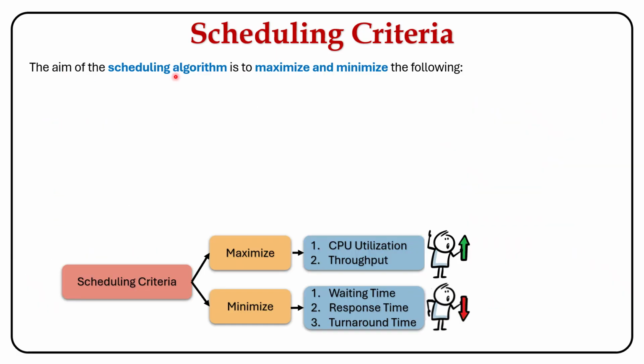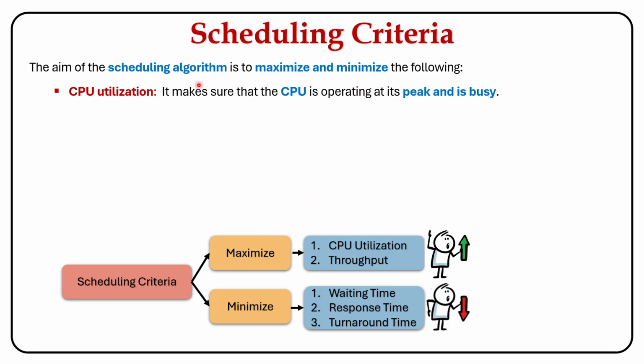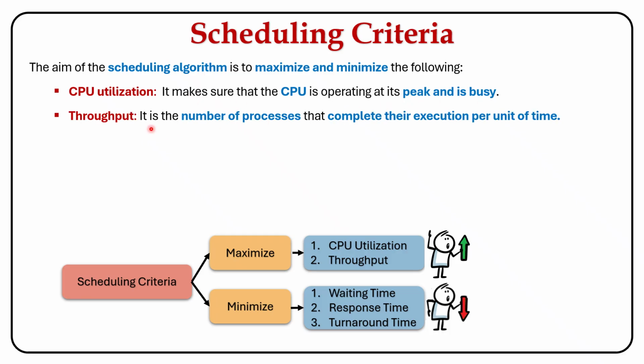The aim of scheduling algorithm is to maximize and minimize the following. The first comes CPU utilization. It makes sure that CPU is operating at its peak and is busy. Throughput. It is the number of processes that complete their execution per unit of time.